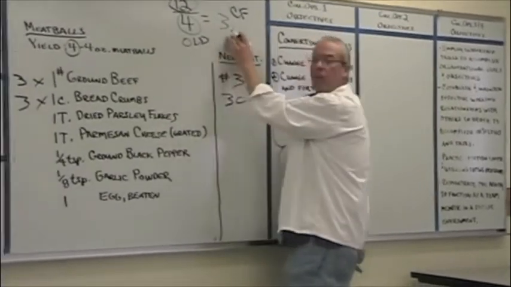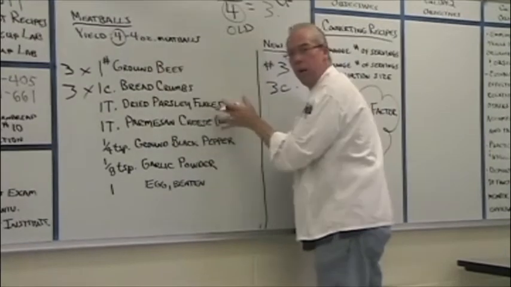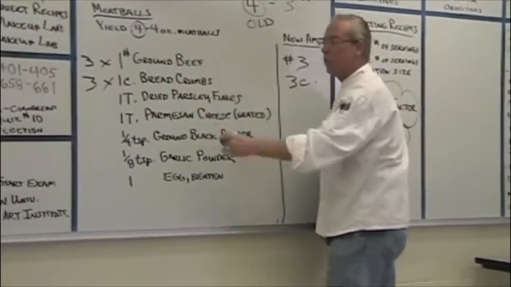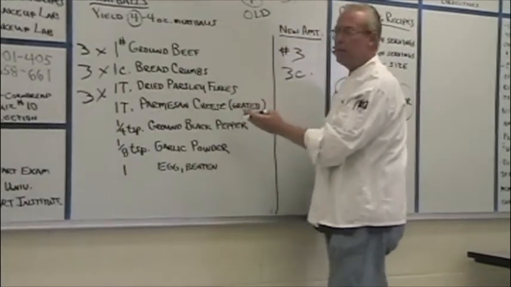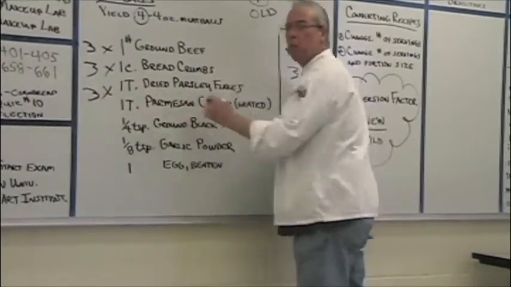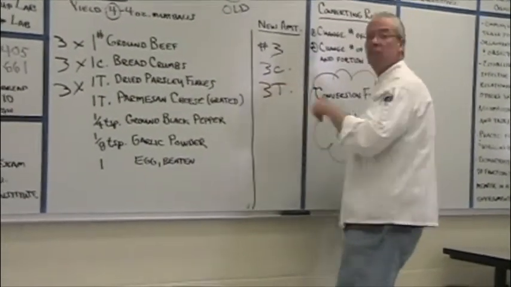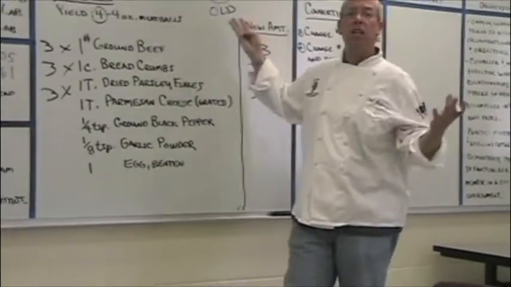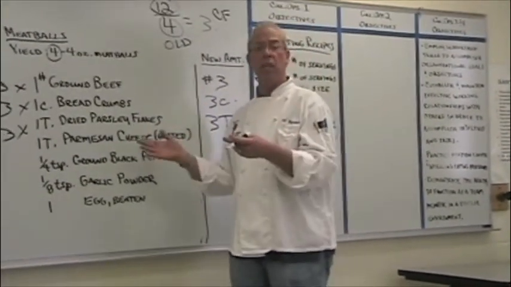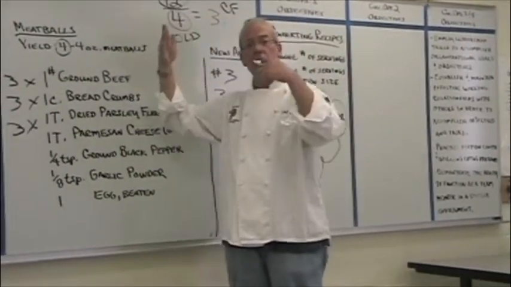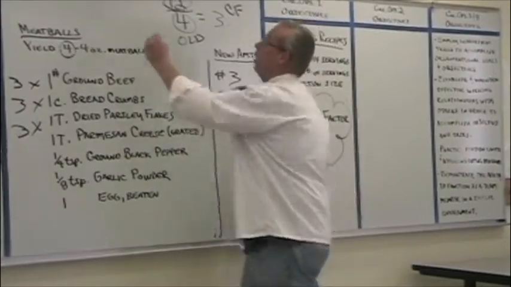Again, we're taking the conversion factor and we're multiplying it by each ingredient in the recipe. So it's the same no matter where you go. You go down to dried parsley flakes, it's 1 tablespoon, but if we take 3 times 1 tablespoon, that would equal 3 tablespoons, and so forth. That's how you convert a recipe. You can also do it the other way around if you're reducing a recipe. Let's say you have a recipe that is for 12, and you want to do it for 4.